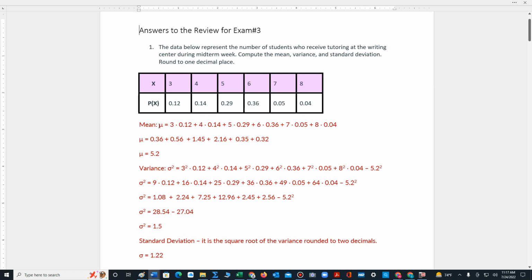To find the mean, which is denoted as mu, we multiply each outcome with each probability. So 3 times 0.12 plus 4 times 0.14 plus 5 times 0.29 and so on. After we multiply the probabilities, we add the products together. The mean is 5.2.